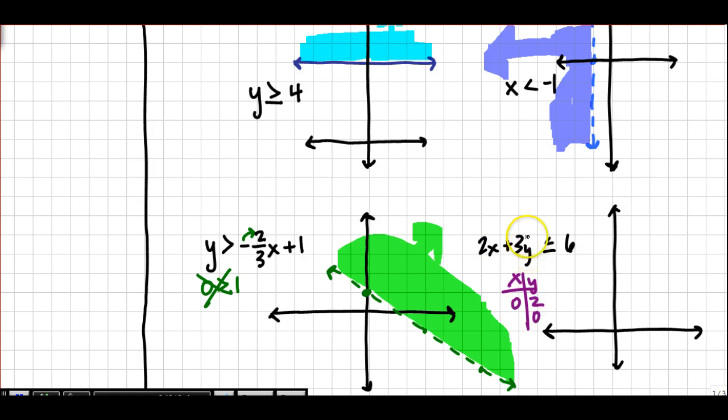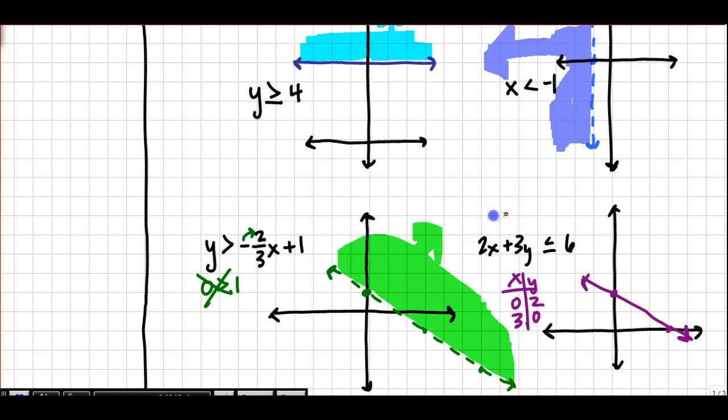Now if I plug in 0 for y, then that makes that part of the equation go away, because 3 times 0 is 0. 2x equals 6. Now I know that x needs to be a 3. So now I'm going to graph (0, 2), which is up at 2, and (3, 0), which is out at 3. I'm going to do a solid line to connect those, and then I've got to decide where I'm going to shade.